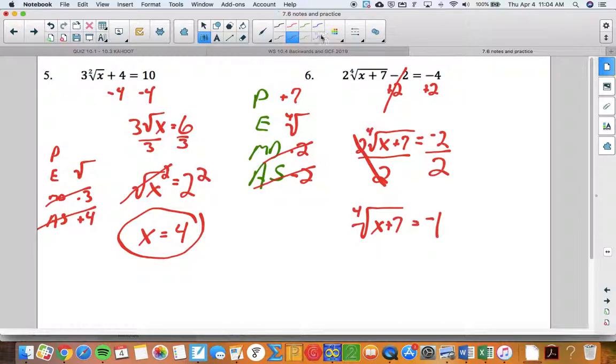How do we undo the 4th root? We take the power of 4 to the left side to undo the 4th root. But what we do on the left side, we've got to do on the right side. I should put this in parentheses, especially if you're using a calculator. So it's negative 1 to the 4th power. Again, the power of 4 undoes the 4th root, or the 1/4 power. So on the left side, I just have x plus 7.